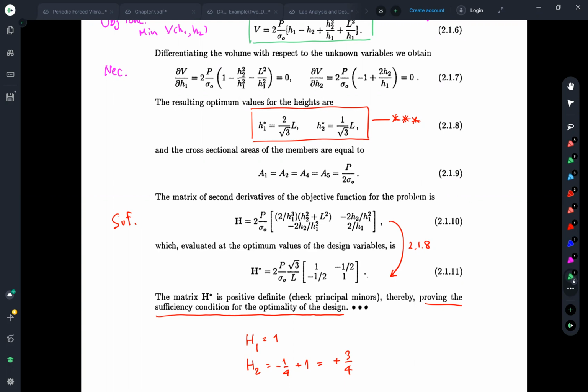But this one is good, right? You obtained a very good solution already, but you cannot say it is global yet. That's it.